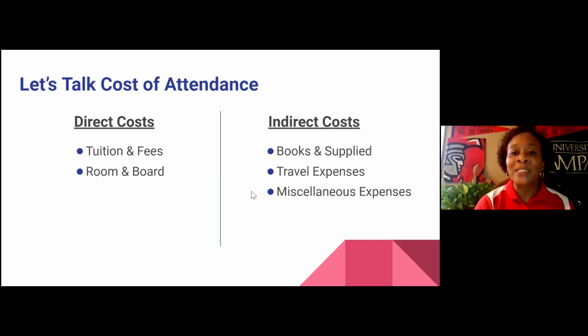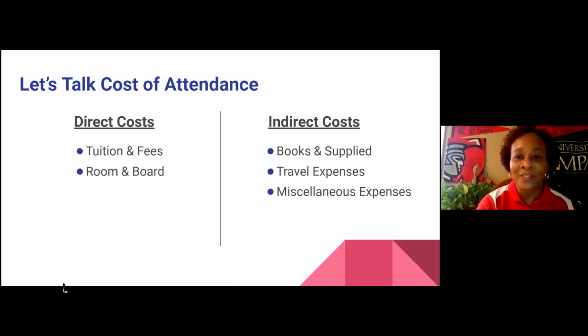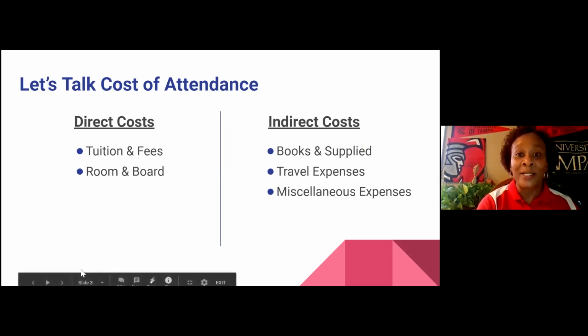Then you have miscellaneous or personal expenses. And those expenses can range from buying laundry detergent to buying a pair of socks. It just depends. If a college or university budgets $2,000 for your miscellaneous expenses, that doesn't mean that you have to spend the whole $2,000. You want to think about need versus wants.